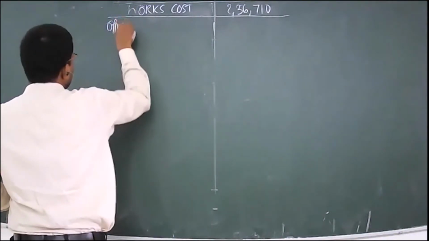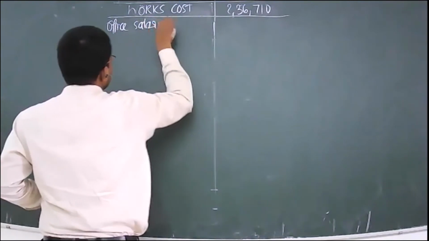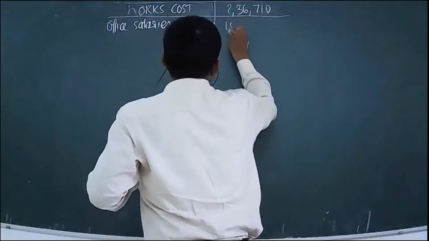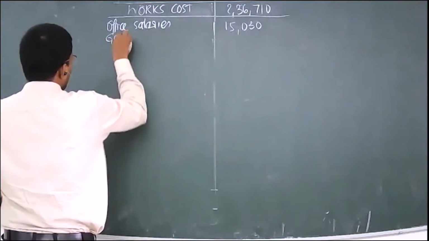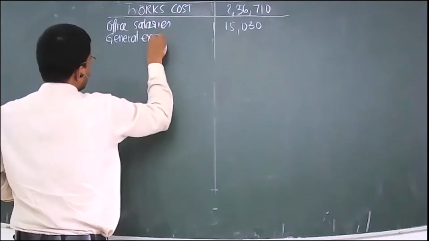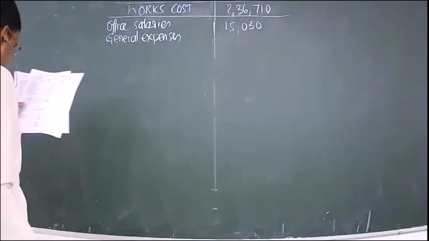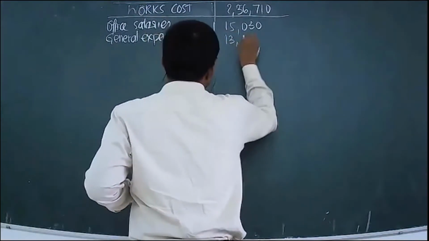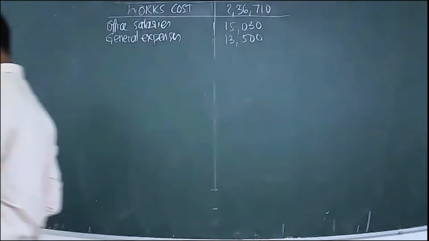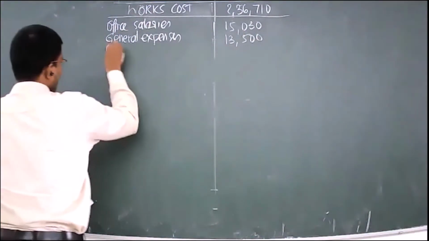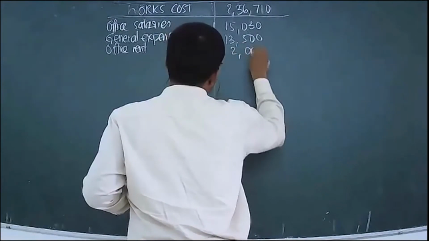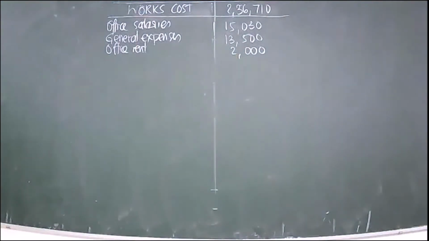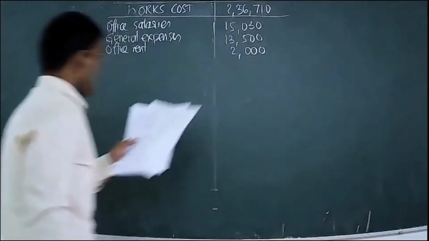We have office salaries, which is 15,030. Then we have general expenses, which is 13,500. Then we have office rent, which is 2,000. Those are the expenses that we have so far.